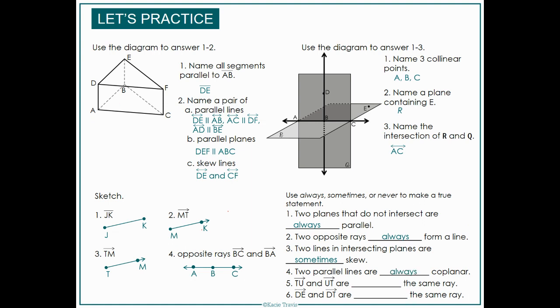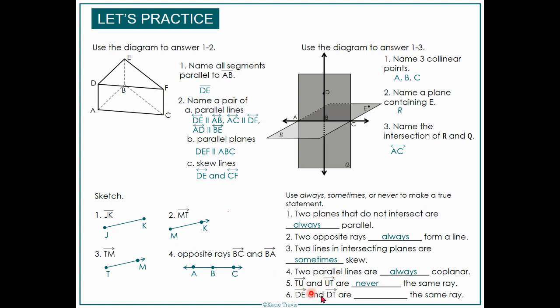If they are parallel, that means that they are on the same plane. Next, it says TU and UT are never the same ray. Reasons why they're never. You note the name, you note the way that the arrow's pointing. Over here, the arrow's pointing over the U. Over here, it's pointing over the T. That means these two are not pointing in the same direction and therefore are not the same.